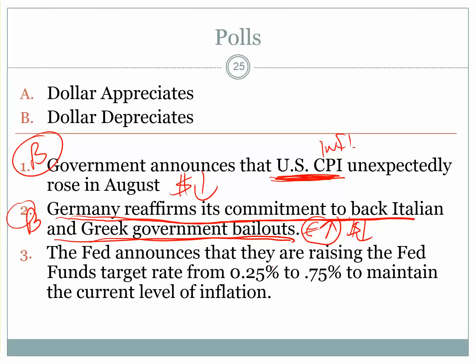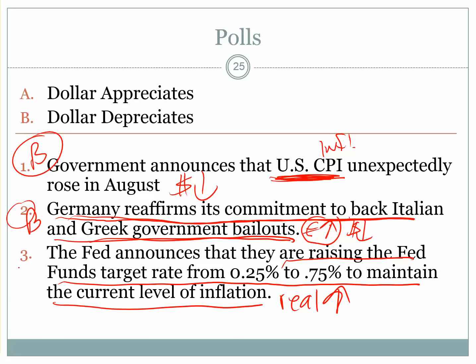Third, what if the Fed announces they are raising the Fed funds target by 50 basis points to maintain the current level of inflation? Well, what we think that means is real interest rates are going up in the U.S., and that would tend to appreciate the currency. Now, if no one believed that the Fed is doing this to maintain the current level of inflation, what the Fed's really doing means they're really worried about inflation. It could be a signal that inflation is going to be an issue.